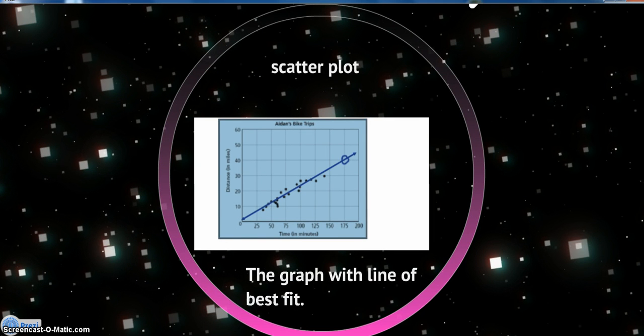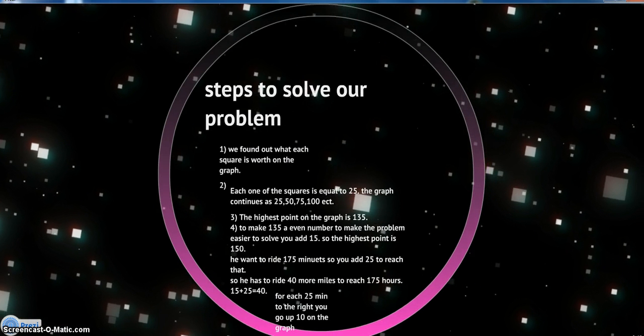Scatter plot. The graph with line of best fit. Steps to solve our problem. We found out what each square is worth on the graph. Each one of the squares is equal to 25. The graph continues as 25, 50, 75, 100, etc.